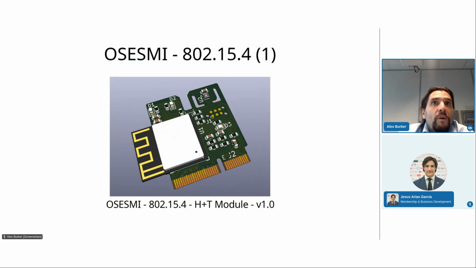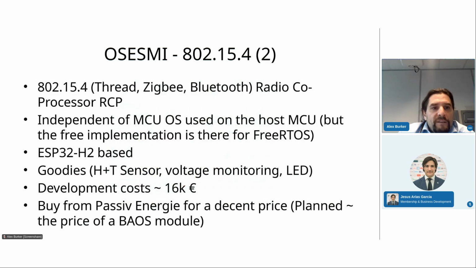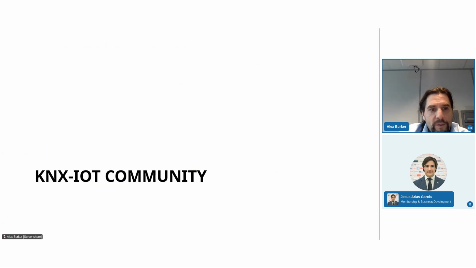This is the module we are going to implement, and Passive Energy will sell it at a cheap price so that everyone can step in. I really want a community working on FreeRTOS, and we try to provide the modules and hope that everyone is on board. That's the radio coprocessor module, and on top of that, you also get a humidity and temperature sensor and that kind of stuff. The costs were not too low, but we tried to gain attractiveness for other companies who want to implement that. So that's how we are doing it.